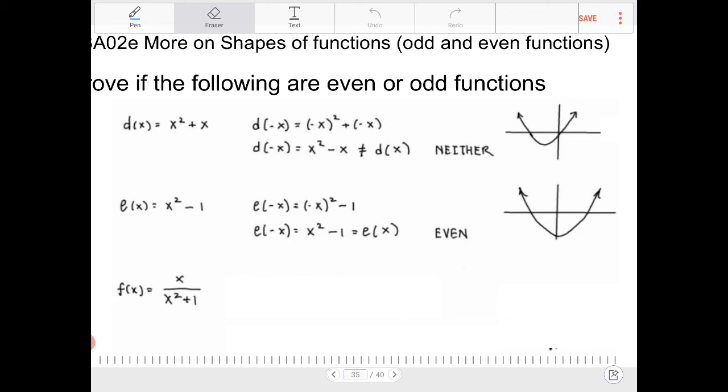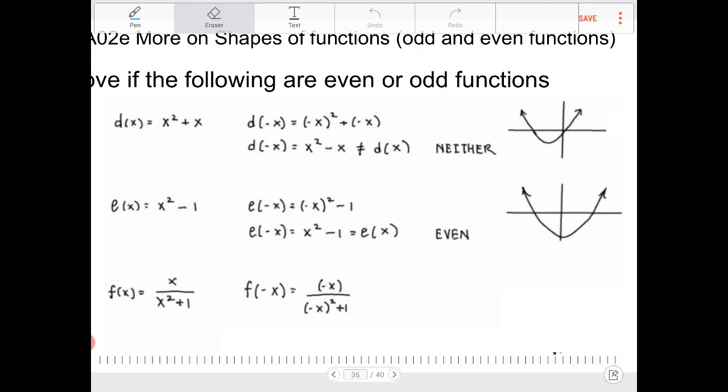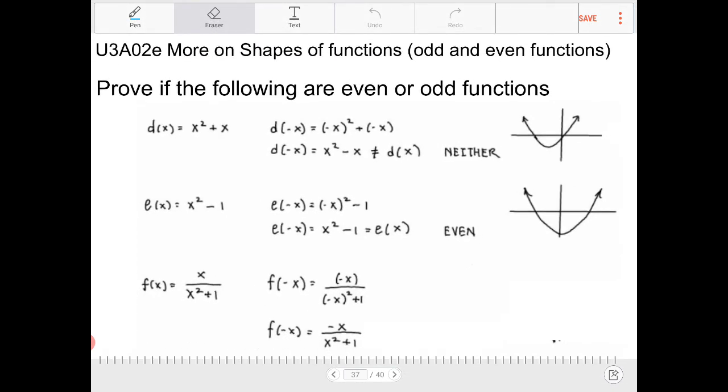All right, next one here. This is also the last question. I want to show whether or not f of x is even or odd. This looks pretty complicated, doesn't it? Well, we do this all the same way. Wherever we see x, we replace it with negative x, and then we remove the parentheses. We'll end up with negative x over x squared plus 1, because negative x squared just becomes regular x squared. So is f of negative x in any way related to f of x?